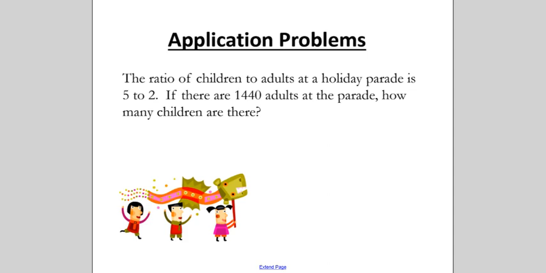Okay, application problems. The ratio of children to adults. Now when you have something like this, I like to put a word fraction first. You can put either one on top, but at least be consistent. So the ratio of children to adults at a holiday party is 5 to 2. So that's 5 children for every 2 adults. If there are 1,440 adults at the parade, how many children are there? If it's the same ratio.